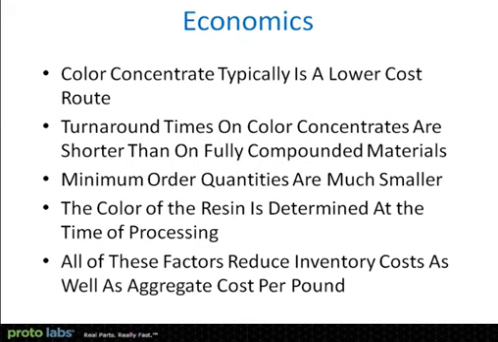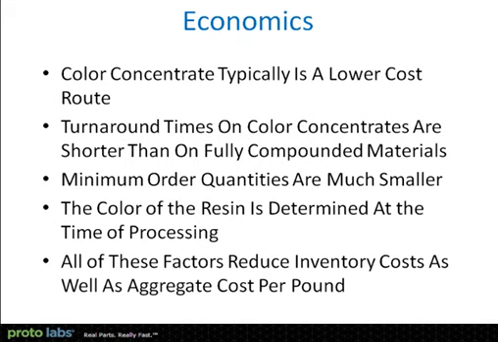Having said that, there's a lot of incentive for doing the color concentrate route. Number one, turnaround times on color concentrates are a lot shorter than on specialty colors of fully compounded material. Minimum order quantities are also much smaller. You can buy 25 or 50 pounds of color concentrate. A lot of times minimum order quantities on a specialty color are 1,500, 2,000, 3,000 pounds, and a lot of people complain about the fact that they're having to buy a 7-year supply of resin just to get the color. And obviously that's not very economical.